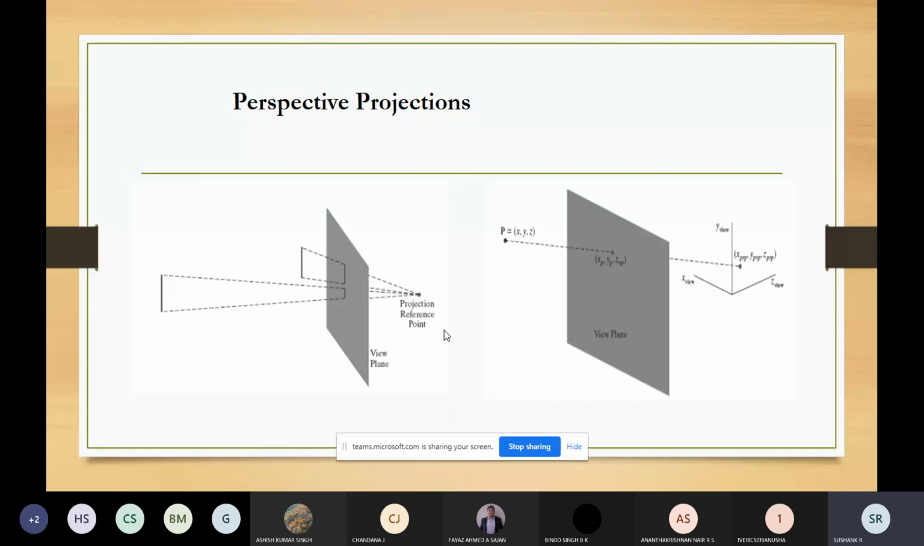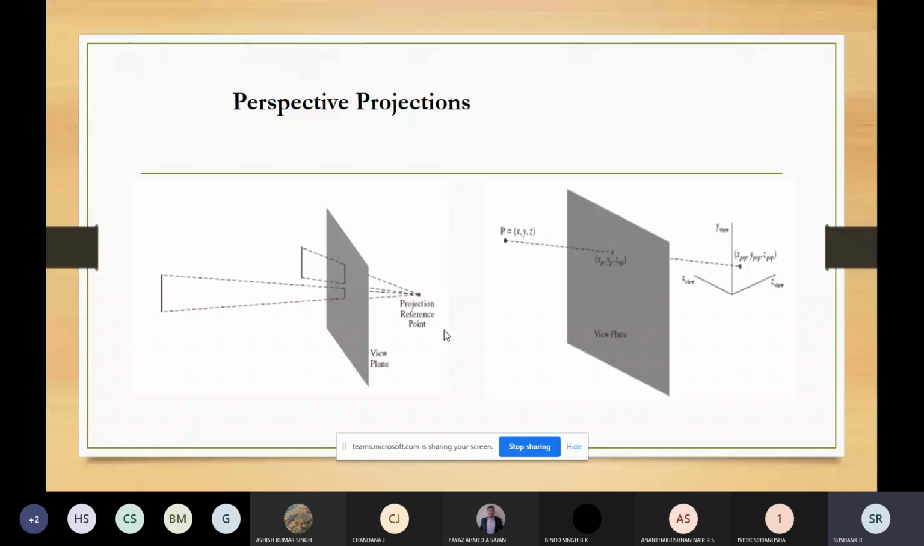What does perspective projection mean? It will give you a realistic display where the objects which are far away will look smaller, and the objects which are very near to the view plane will look larger. You should keep that in mind when we are talking about perspective projection. Here we will look into how the same thing is handled with respect to the coordinate systems.